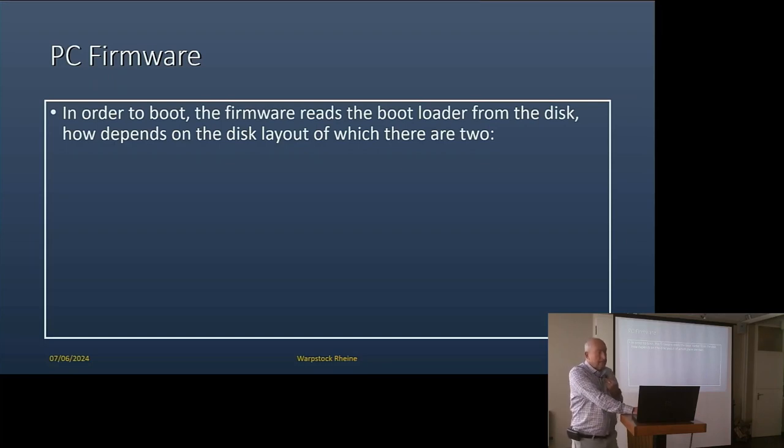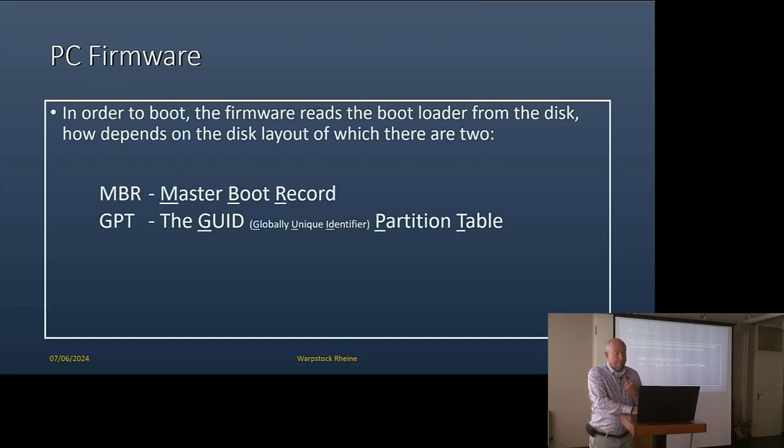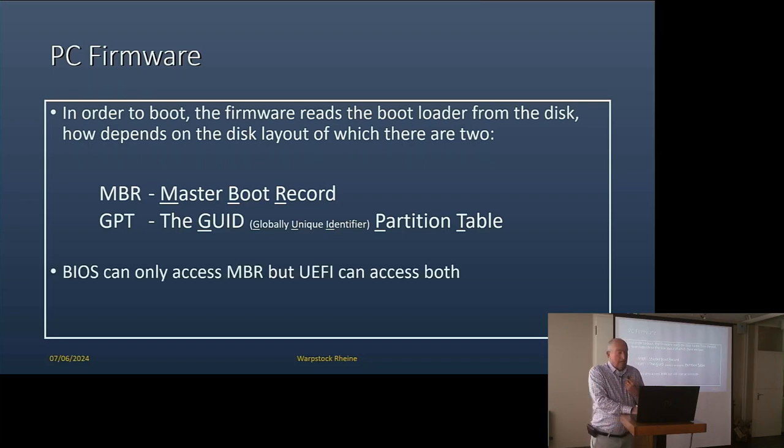So, back to the firmware. We said in order to boot, the firmware reads the bootloader from the disk. How? Depends on the layout of the disk. There are two. The MBR, which we probably all know, the master boot record, and GPT, which is the GUID partition table, and GUID is the globally unique identifier. BIOS can only access MBR, but UEFI can access both.